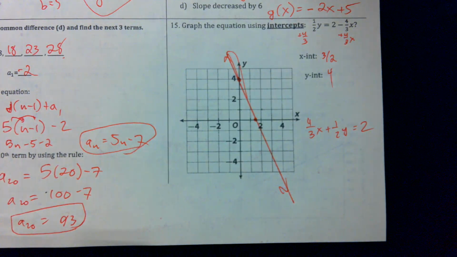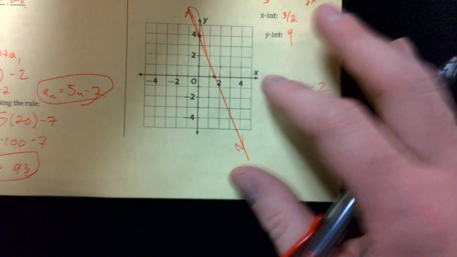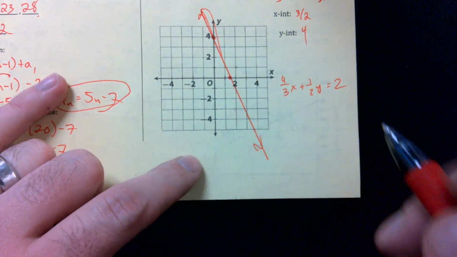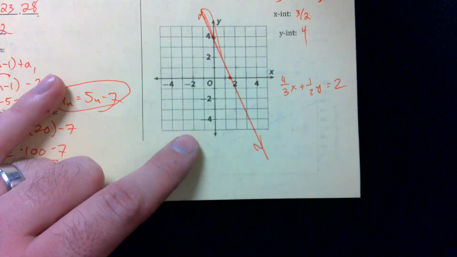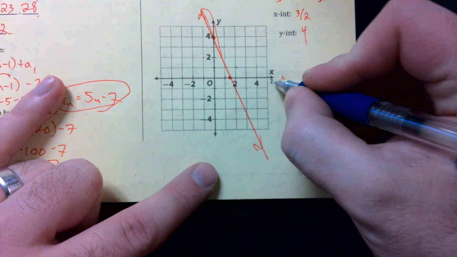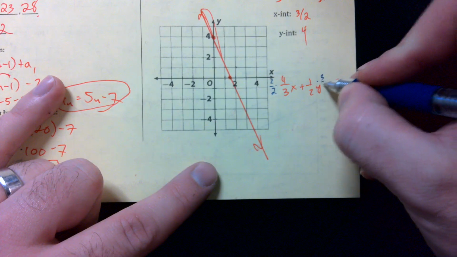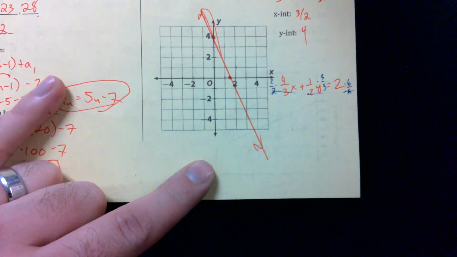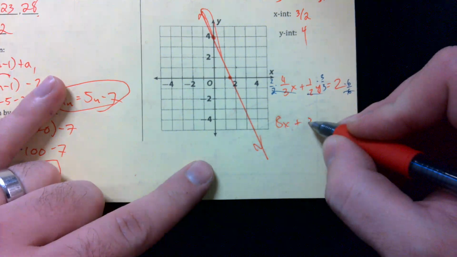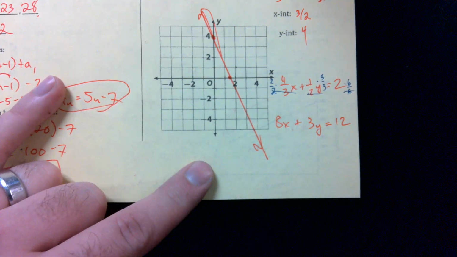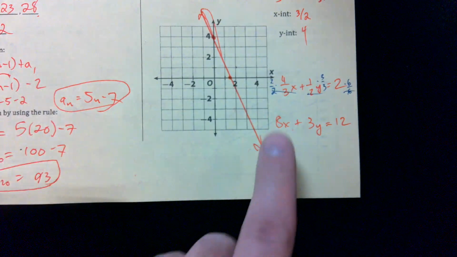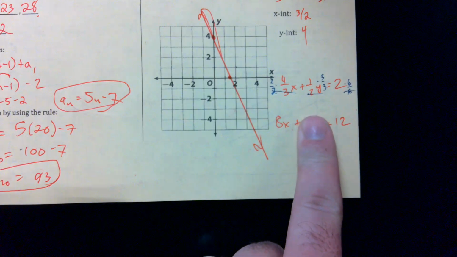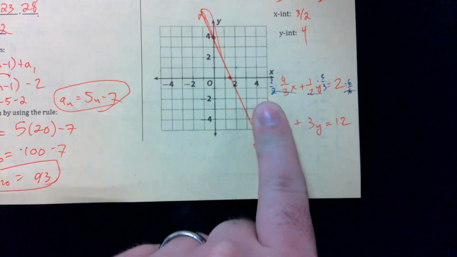Another way I could do this, if the fractions are confusing, is I could fraction bust this. What's my LCD between 2 and 3? You guys remember talking about this? 6. So I'll multiply this guy by 2 over 2, this guy by 3 over 3, and this guy by 6 over 6, so I can cross out all my denominators. Now I've got 8x plus 3y equals 12. Cover this up. My x-intercept is 12 over 8, which is still 3 over 2. Cover this up. My y-intercept is 4.